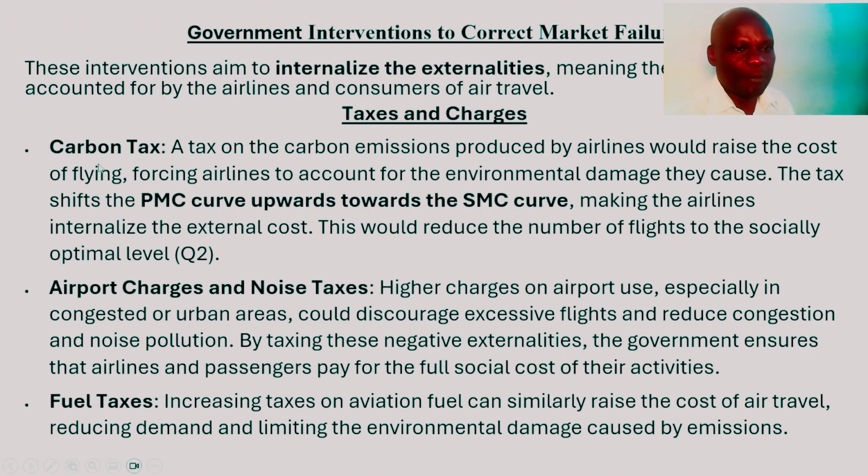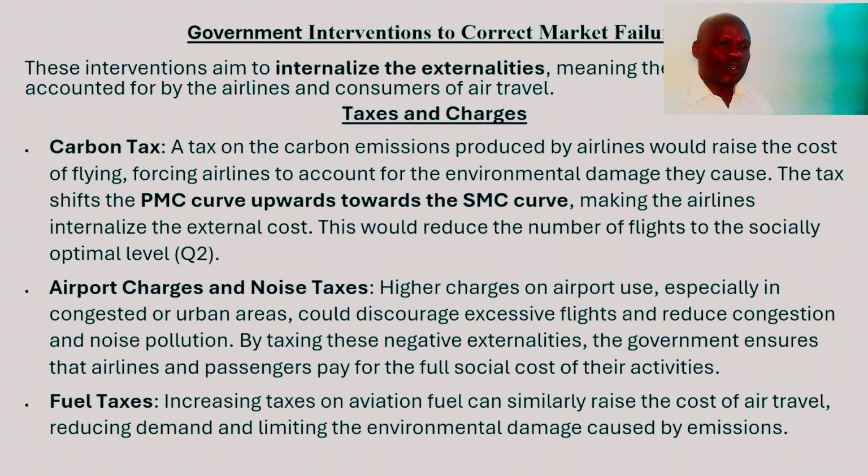Then government interventions to correct this particular failure should include, we said earlier that the aim now should be to internalize the externalities so that they're reflected, so that these costs are accounted for by the airlines and consumers of air travel. So one way of intervening would be through taxes and charges. So carbon tax is one familiar way that most economies now enjoy, what we refer to as the carbon credit.